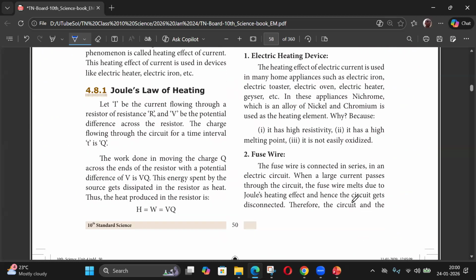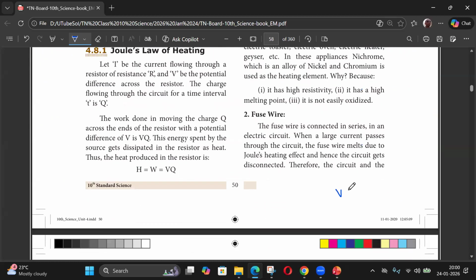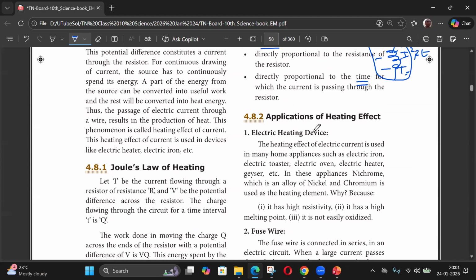Actually, if you remember the definition of potential, it is the work done to move a unit charge. The first definition of potential: it's the work done to move the charge with a potential difference of V. So whatever is the work done by the charge, that is the potential. From this, the work done is V into Q, and work done per unit time, I have to divide by t. That will become V into I. That's how you get the power as V into I.